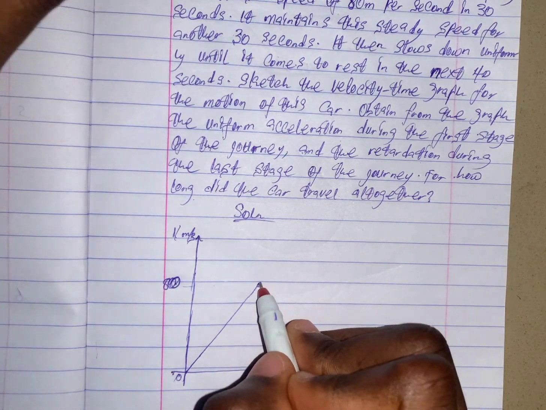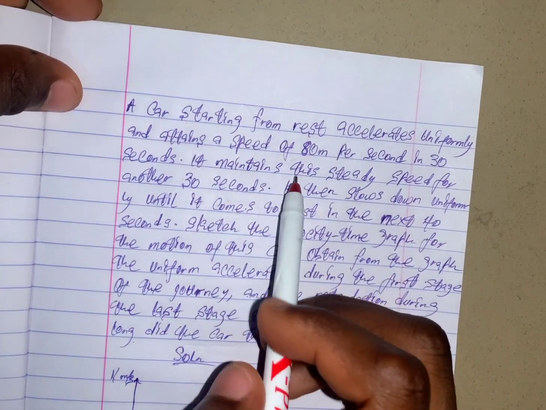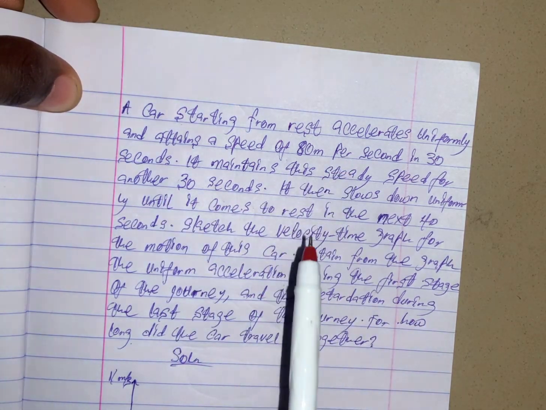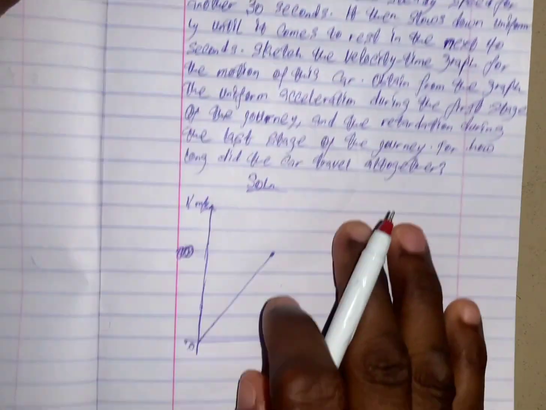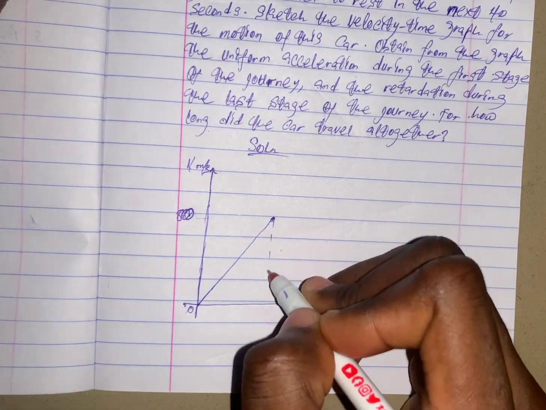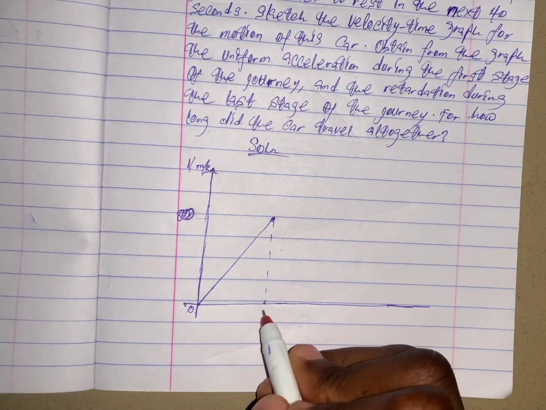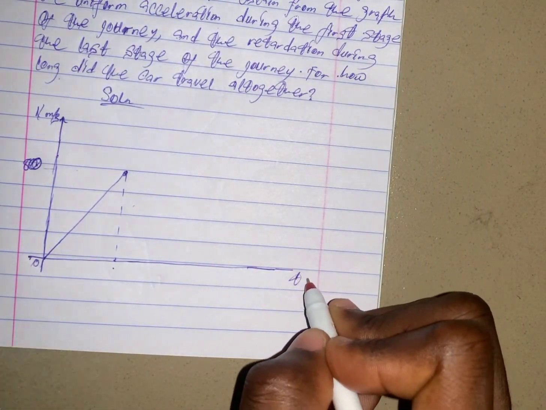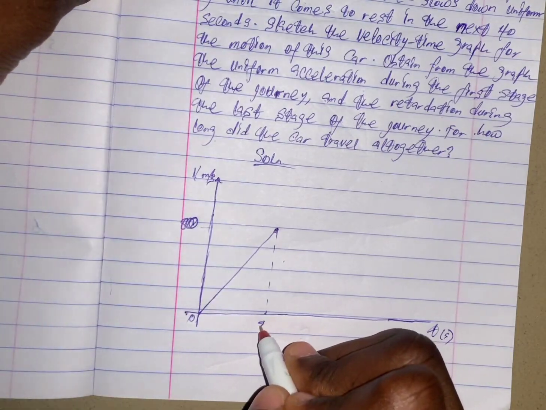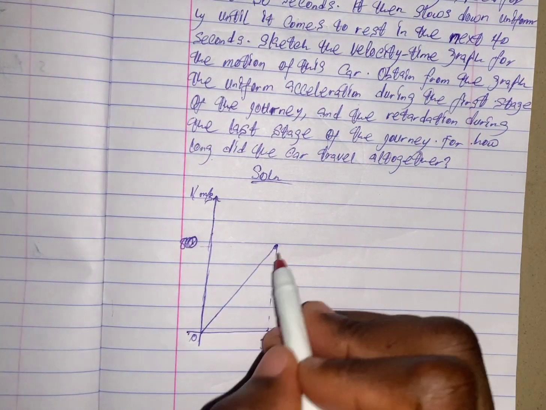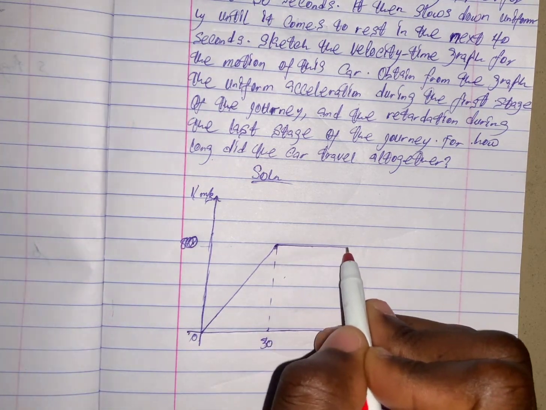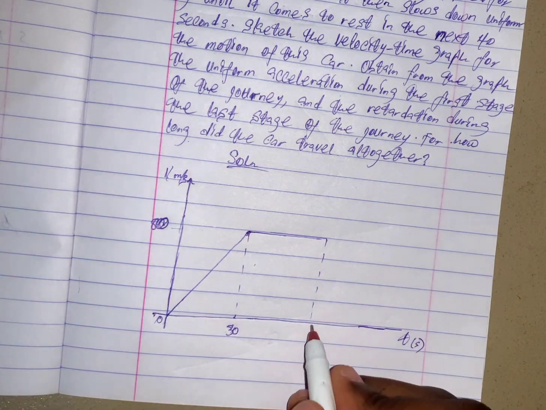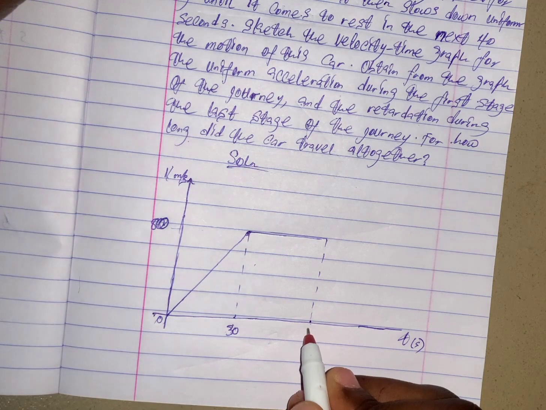And it maintains this steady speed for another 30 seconds. Remember, it attains the speed of 80 meters per second in 30 seconds. That is to say that on the time side of the graph, time in seconds, this is 30. So it maintains this speed for another 30 seconds. If this is already 30 and we already have another 30 seconds, that simply means that this should be 60, right?